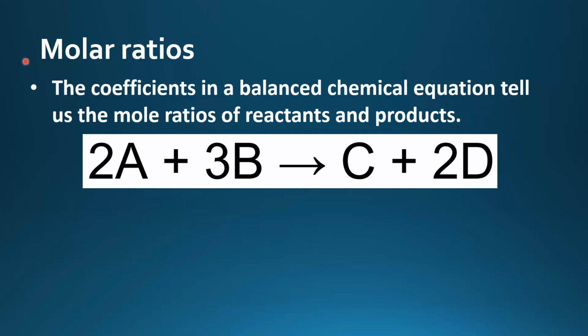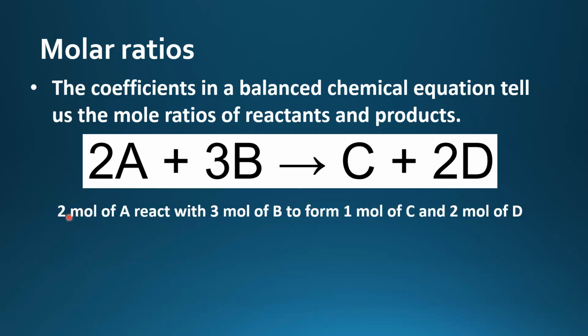In this video, we'll look at molar ratios. The coefficients in a balanced equation tell us the mole ratios of reactants and products. Here's a fictional chemical reaction. We have 2A plus 3B makes C and 2D.